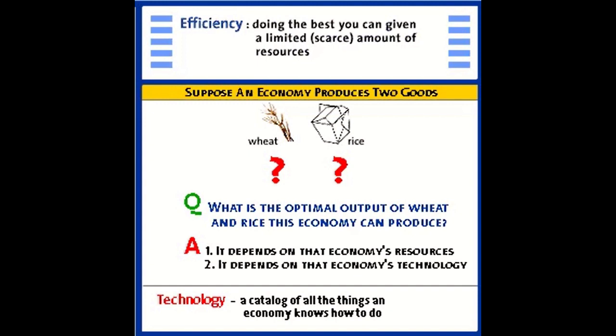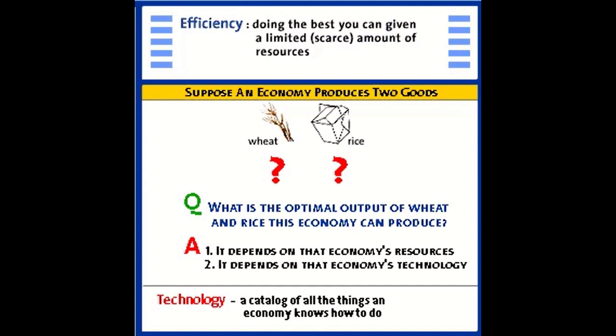When your technology improves, it usually means that you're able to produce more output with less input because you're using that input in a smarter way. Now, given our knowledge of the economy's resources and what we know about the economy's technology, we're able to describe the production possibilities of the economy.